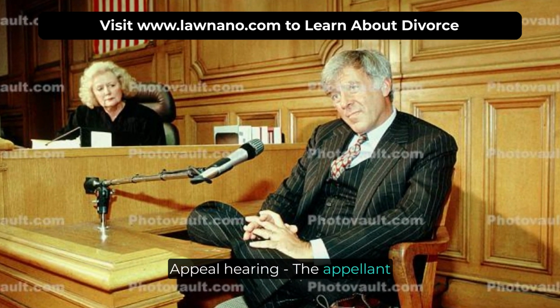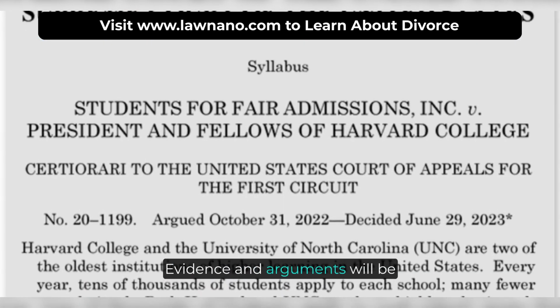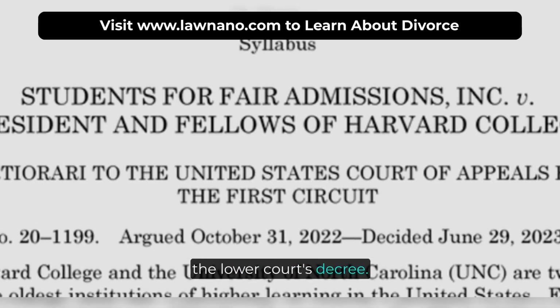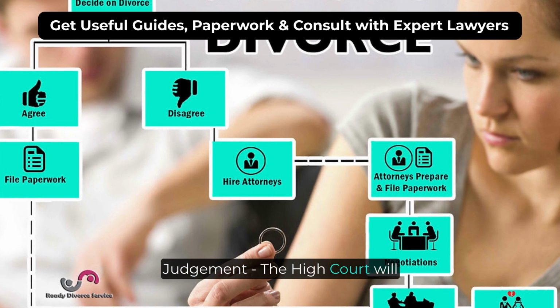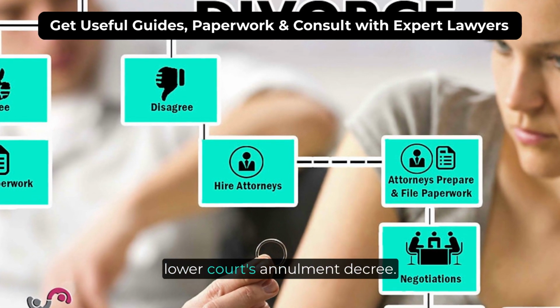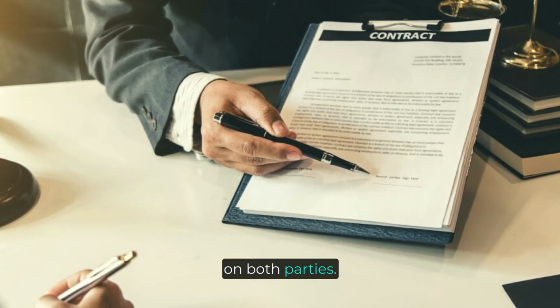Appeal hearing: the appellant must appear before the High Court on the date fixed. Evidence and arguments will be presented to convince the High Court to set aside or modify the lower court's decree. Judgment: the High Court will pass a judgment either confirming, modifying or setting aside the lower court's annulment decree. This judgment will be binding on both parties.